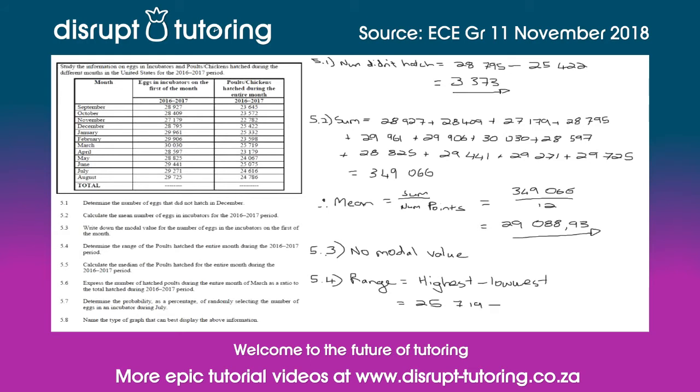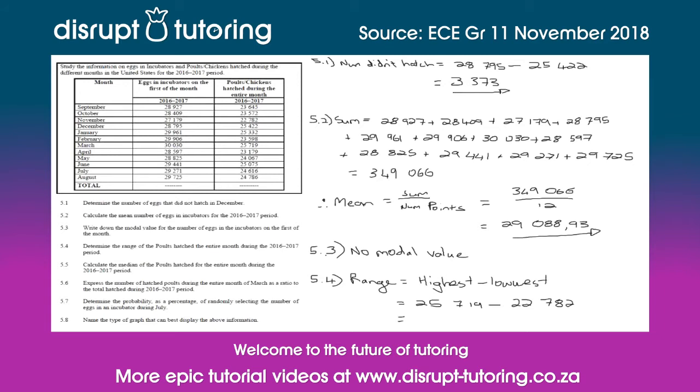25,719 minus your lowest. So the lowest one I'm seeing is, I do see a 22,000, 22,782. Going down this list, I don't see another one that's in the 22,000s. So this is our lowest. So it's 22,782. Put this into your calculator.